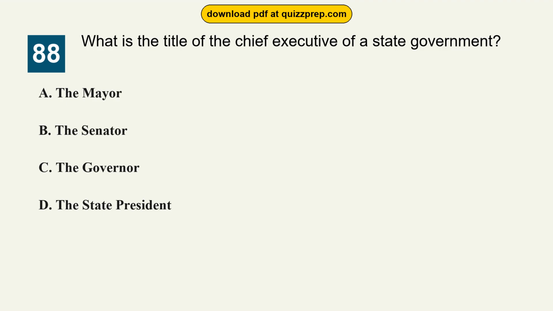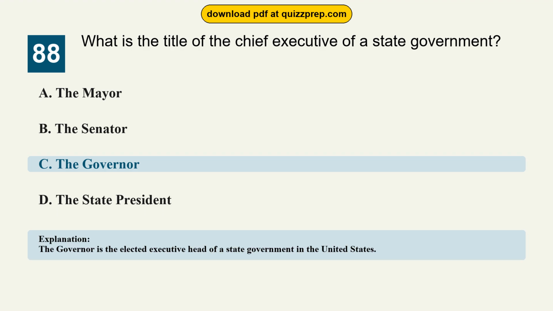Option A, the mayor. Option B, the senator. Option C, the governor. Option D, the state president. The correct answer is option C, the governor. The governor is the elected executive head of a state government in the United States.